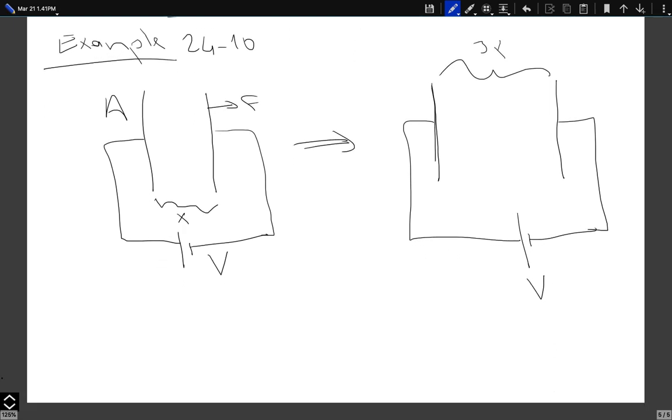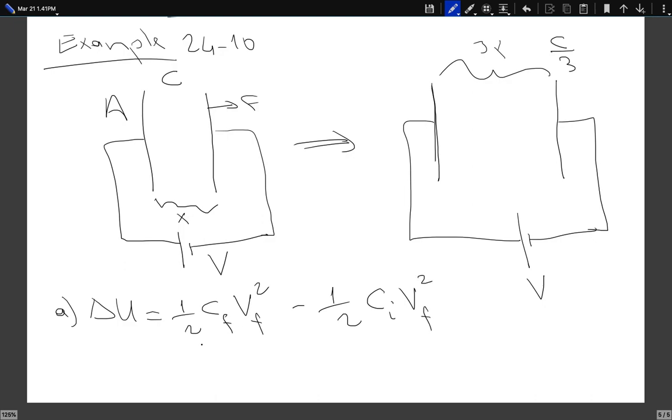Well, let's start with the change in the energy stored in the capacitor. The energy stored in a capacitor is 1 over 2, let's say initially the capacitance is C. Finally, the capacitance will be, what is the final capacitance in terms of C? C over 3. So this is 1 over 2, the final capacitance times the final voltage squared. This is the final energy stored in the capacitor, minus 1 over 2, the initial capacitance times the initial potential difference squared. This is the initial energy stored in the capacitor.